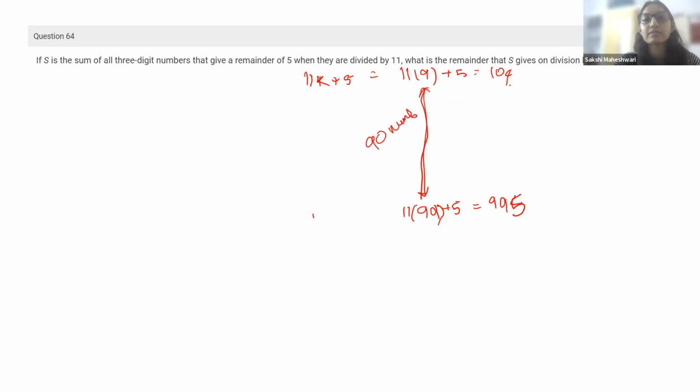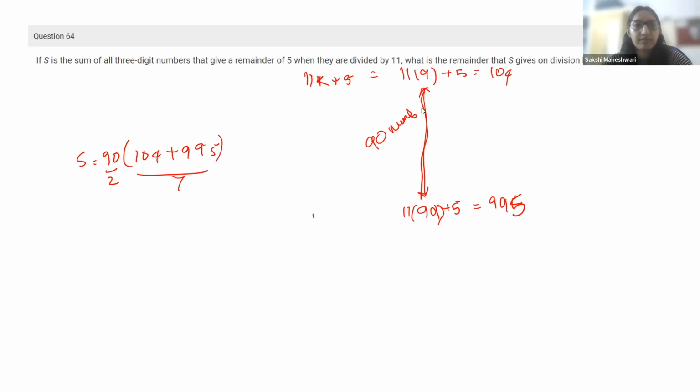So you know this first number. Now the sum of all these, S, will be equal to 90 by 2 into (2A plus ...). Okay. So you can identify the sum and then the remainder that it gives after division by 7. You can easily calculate this. Just need to solve it down. This is easy. Okay, so let's move to the next question.